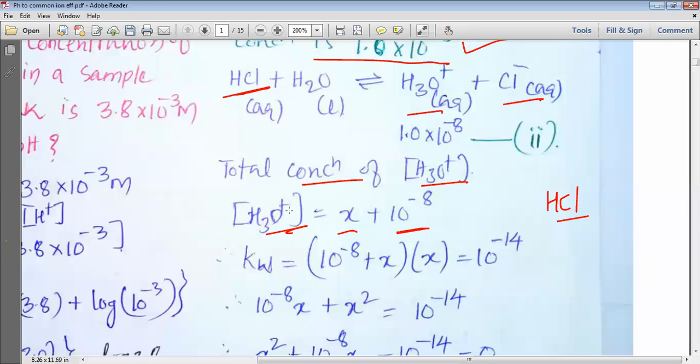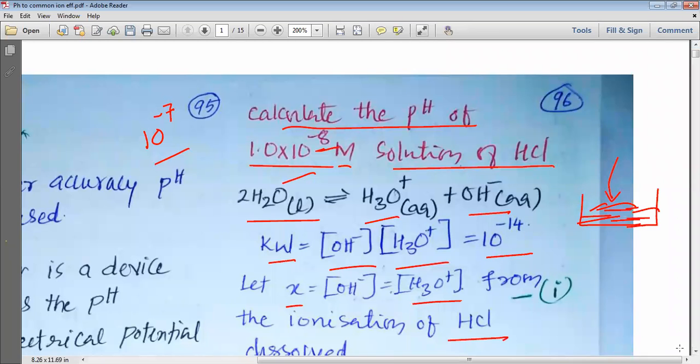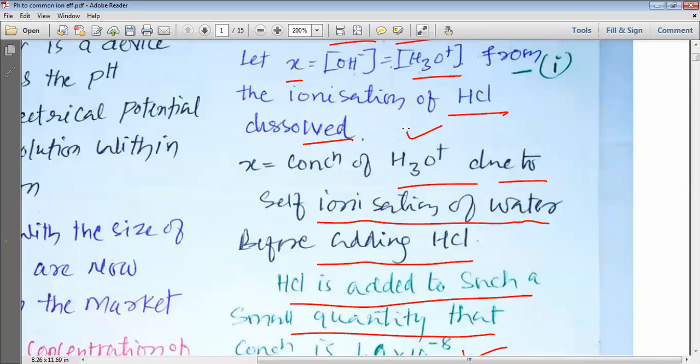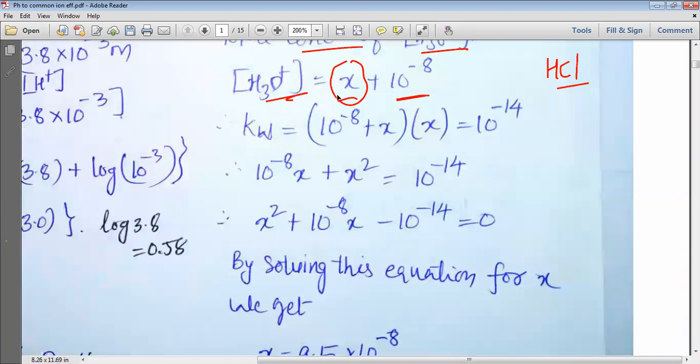So now the total concentration of H3O plus: X was available initially when HCl was not added. So when HCl was not added, my dear students, X is the concentration of H3O plus in the solution. Then we have added HCl, so the new concentration becomes 10 to the power minus 8. So this is how we can say that the total H3O plus concentration is X plus 10 to the power minus 8, because this is the concentration of HCl. So now Kw is equal to 10 to the power minus 8 plus X, into X, that is equal to 10 to the power minus 14.